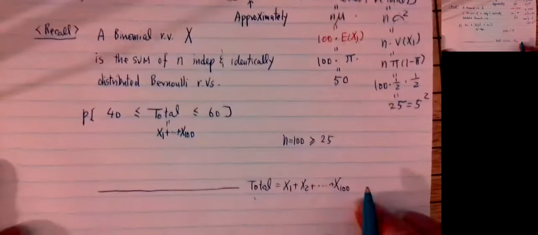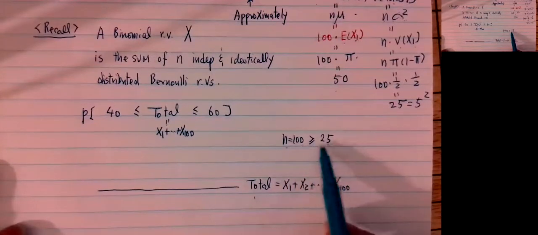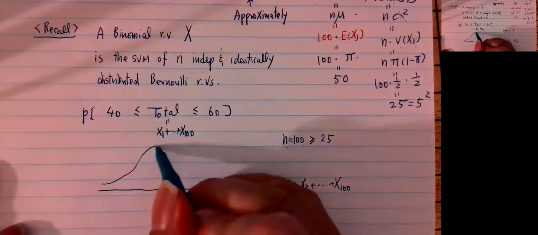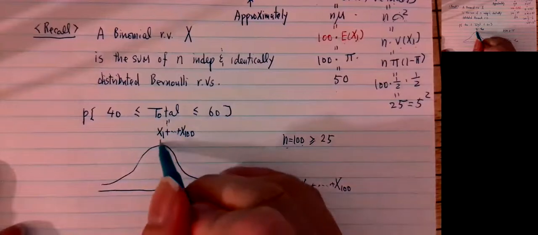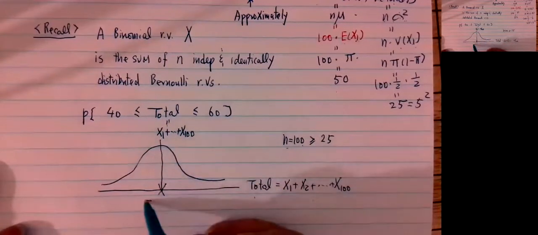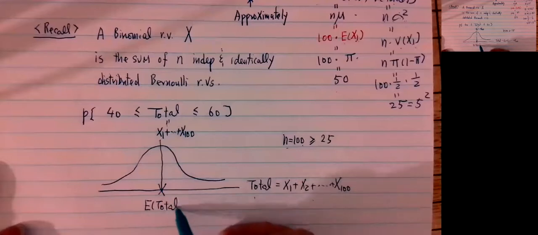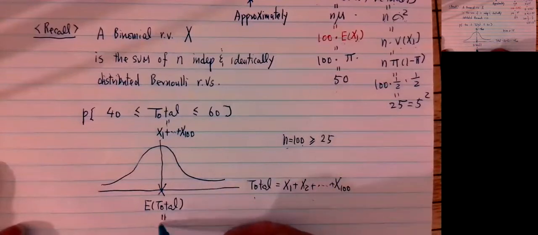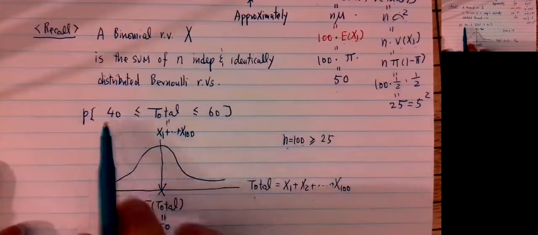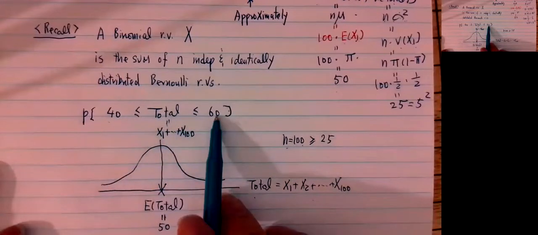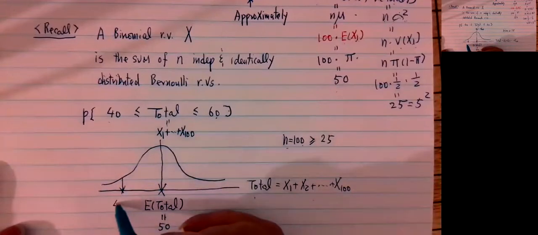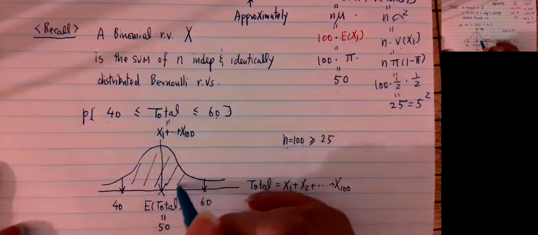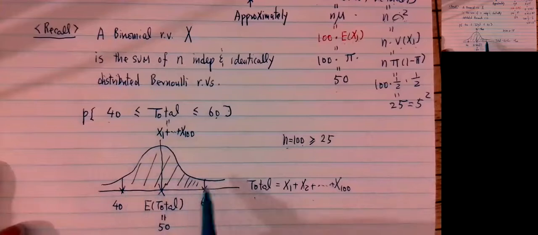So, because now n is 100, way bigger than 25, the sample total by central limit theorem follows approximately normal. And the center of the normal distribution is the expected value of the sample total. Okay? And we just found the expected value of the sample total is 50. And we want to find how likely the sample total is between 40 and 60. This is 40. This is 60. So we want to find the size of the shaded area.